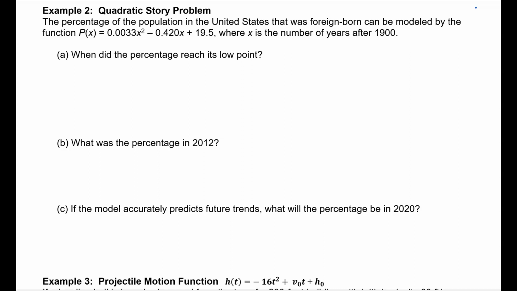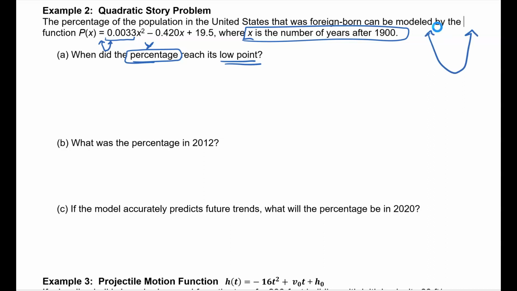So this example says the percentage of population in the United States that was foreign born can be modeled by this function. X is the number of years after 1990, so that's important to note. And then P is the population. So when did the percentage, so that's like saying that's the Y variable, when did the percentage reach the low point? Now notice that the leading coefficient is positive, so that tells us that this graph is going to face up. And if this graph is facing up, the low point is just going to be the vertex.